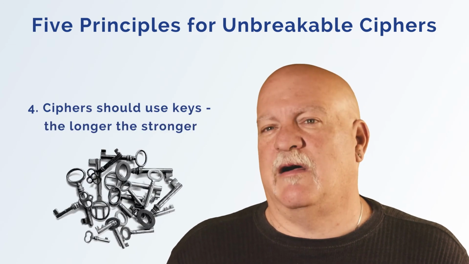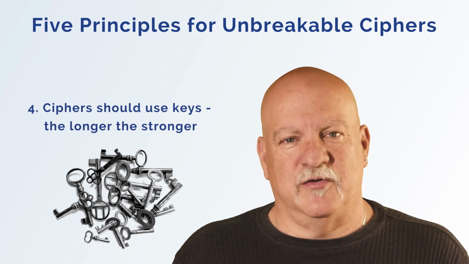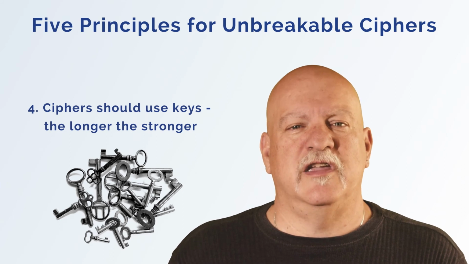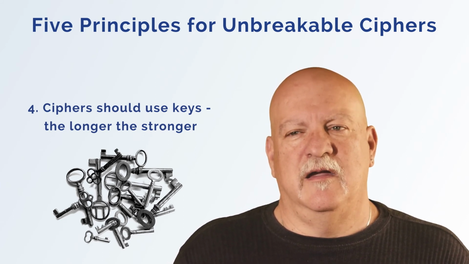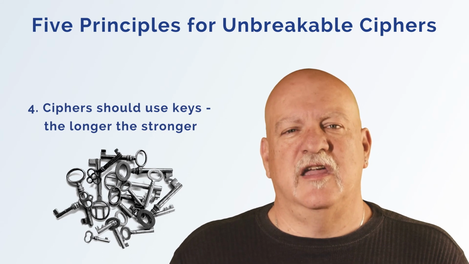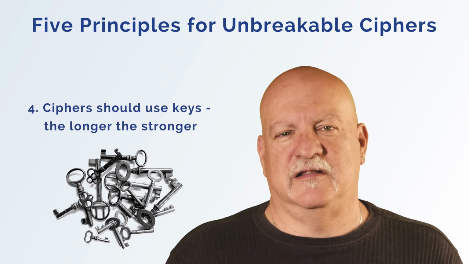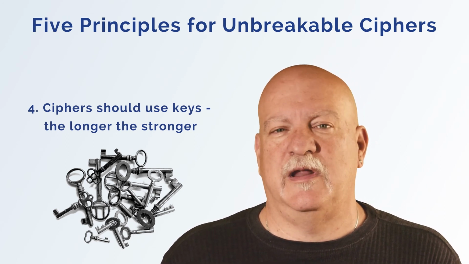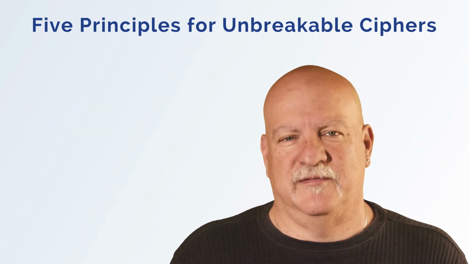Ciphers should use keys. Now, remember, monoalphabetic ciphers don't use keys, and polyalphabetic ciphers use keys. And what Shannon considered was the longer the key, the stronger the key. So you want to be able to make fairly complex keys that would make the discovery of that key very unlikely. Today, we use keys that are greater than 128 bits. Some are as big as 2,000 bits and beyond.